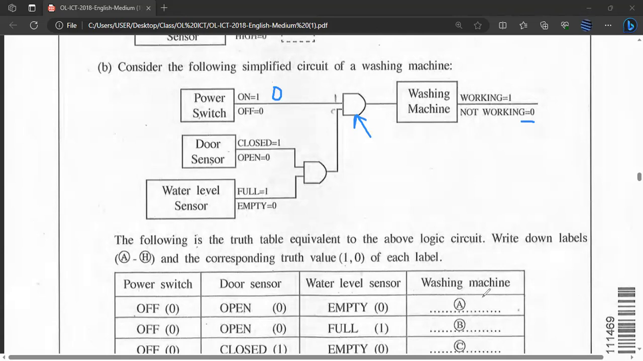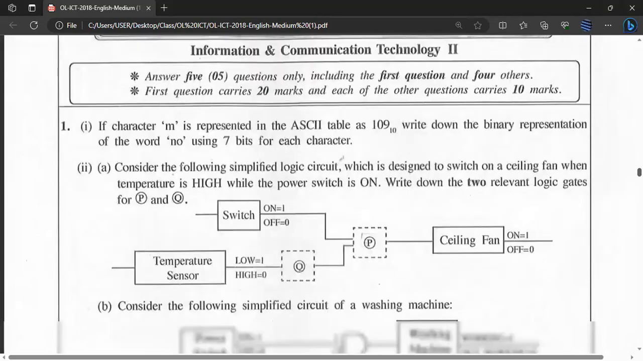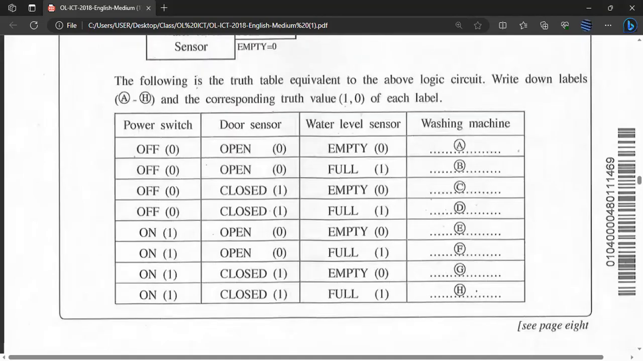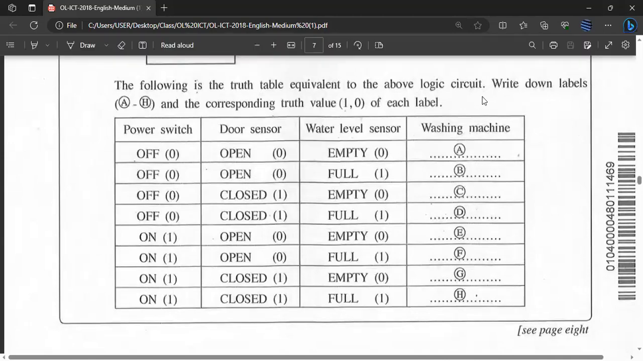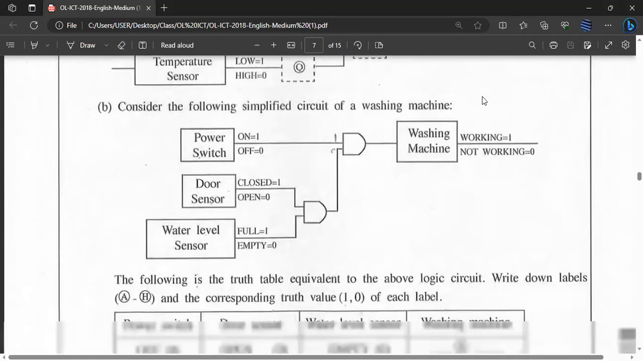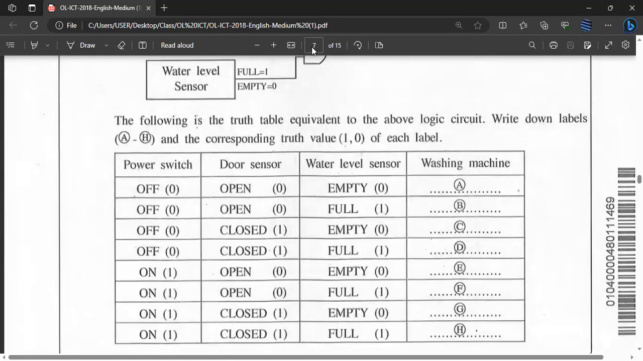Then for A, what will be the answer? It will be 0, not working. I told you the logic. So for A, it's going to be 0, right?